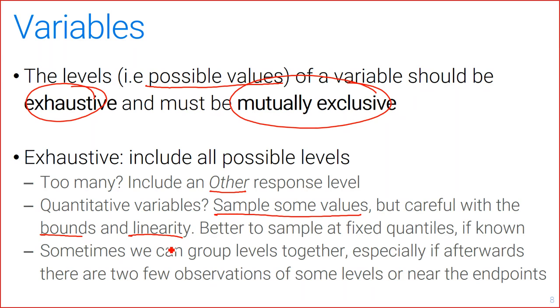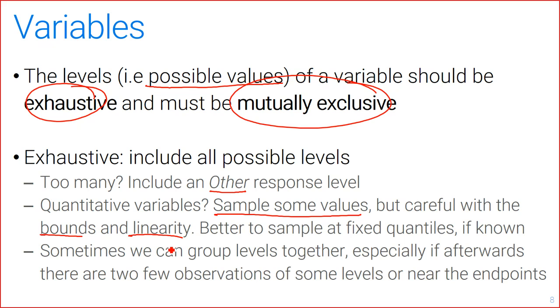Sometimes we can put together certain levels, especially if afterwards we see that we don't have many observations of some levels. So, for example, something very typical here is the case in which we ask people for their age, and we give them intervals like 5 to 10, 10 to 15, 15 to 20, etc. And maybe sometimes you see after collecting the data that you didn't have enough persons from 5 to 10, then you can put that together with another interval, 5 to 10 and 10 to 15, for example. It's fine to do that as long as you realize that you're making this margin.